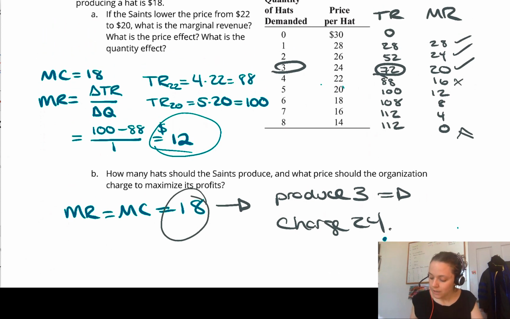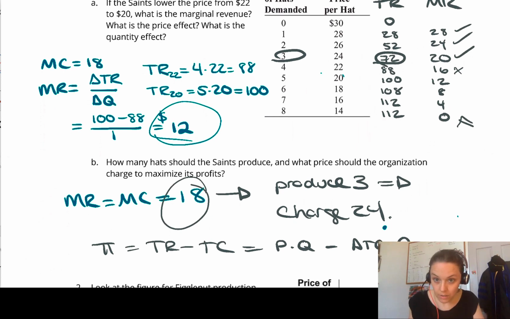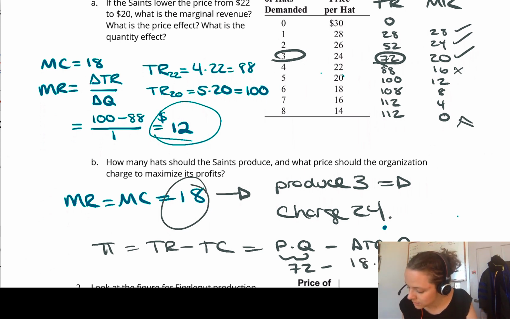And if I wanted to figure out what those profits are going to be, it's total revenue minus total cost. Here, total revenue is going to be price times quantity, and total cost is going to be ATC times Q. So price times quantity is what we already calculated here, which is 72. And we don't have an ATC, but remember that our marginal cost is constant. And if our marginal cost is constant, it's equal to the average cost. That is, if every additional unit costs me $18, the average cost is $18. So it's going to be 18 times 3.